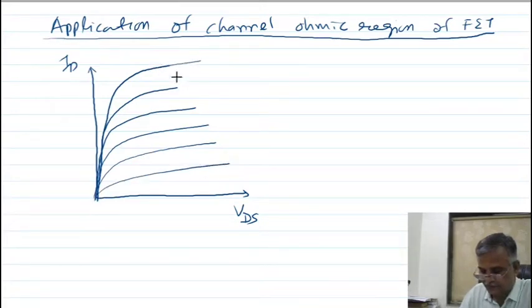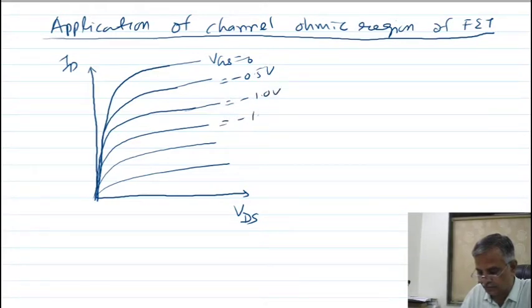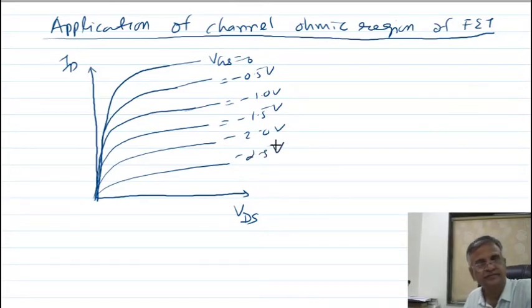This is nothing but the VDS axis. VGS is 0, minus 0.5 volt, minus 1 volt, minus 1.5 volt, minus 2 volt, minus 2.5 volt. Now, if you remember this, this is VP, the pinch-off voltage, and this region is called the channel ohmic region. This region is called the channel ohmic region.